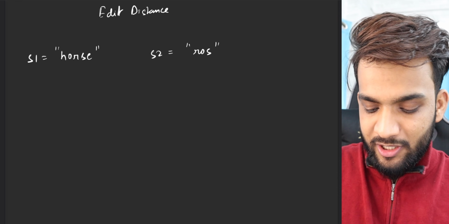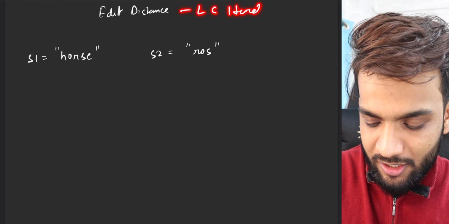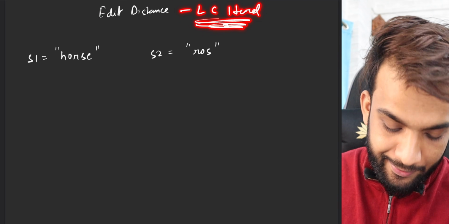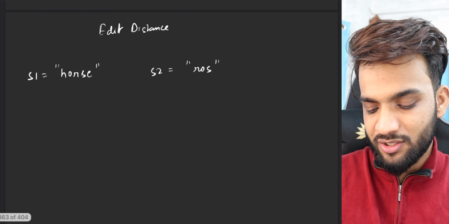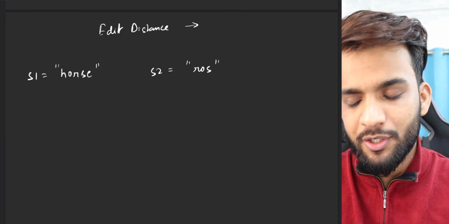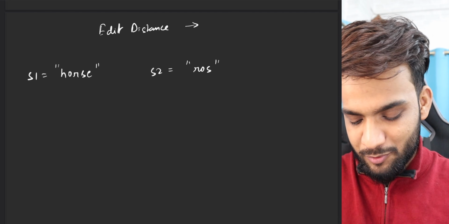So today we will be solving the famous problem edit distance, and this comes under the category of LeetCode hard. And yeah, we are continuing with DP on string. So this is a problem similar to string matching. So what is the problem like? What does the problem state?